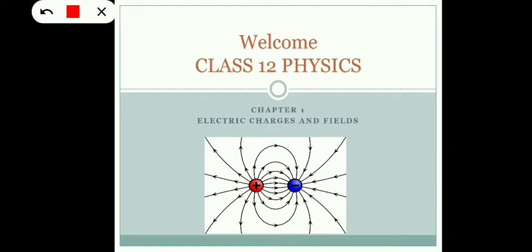Children, in the previous session we have gone through dipole and dipole moment. So what do you mean by electric dipole? Two equal and opposite charges separated by a fixed distance constitute an electric dipole. The strength of a dipole is expressed in terms of dipole moment. We also got an expression to find out the dipole moment. Dipole moment is a vector quantity and its direction is from negative charge to positive charge.